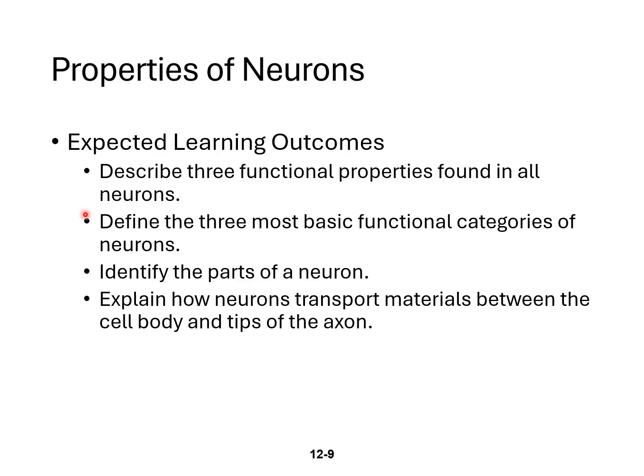But with neurons, what are the 3 functional properties found in all neurons? That's on the next slide. What are the 3 most basic functional categories of neurons? What are the parts of the neurons? And how do neurons transport materials between the cell body and the tips of their axons?